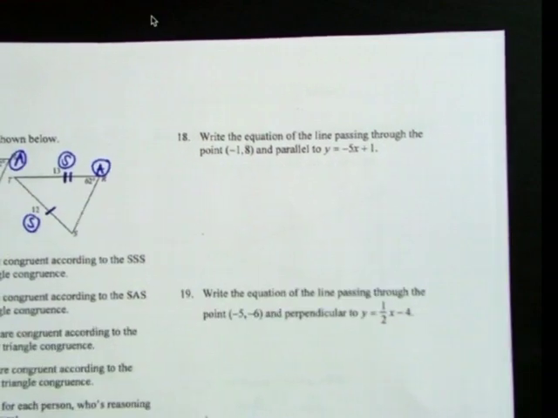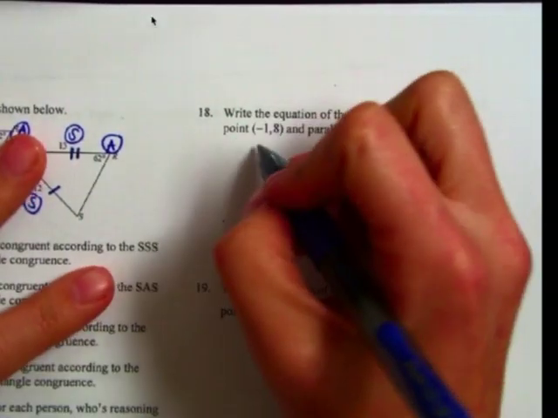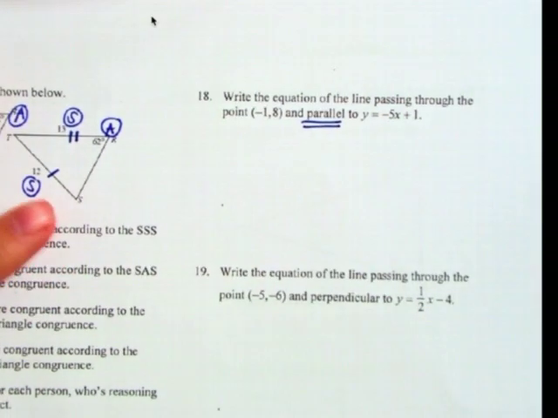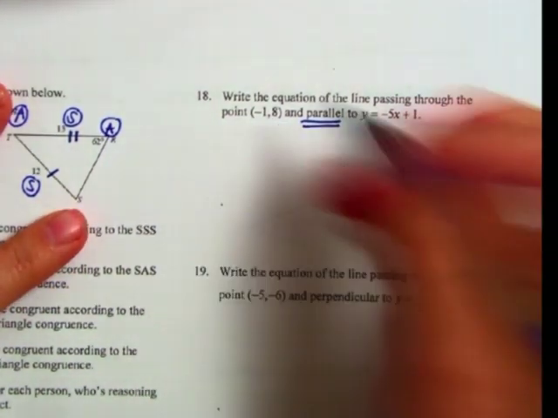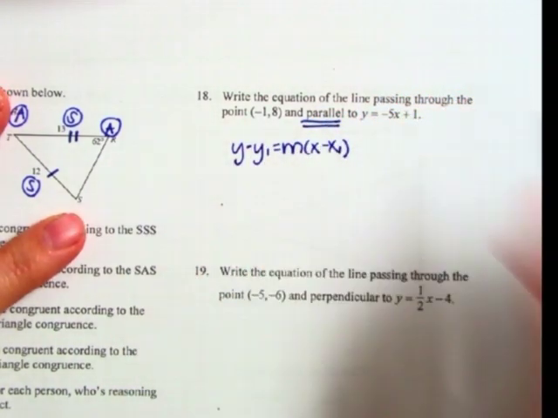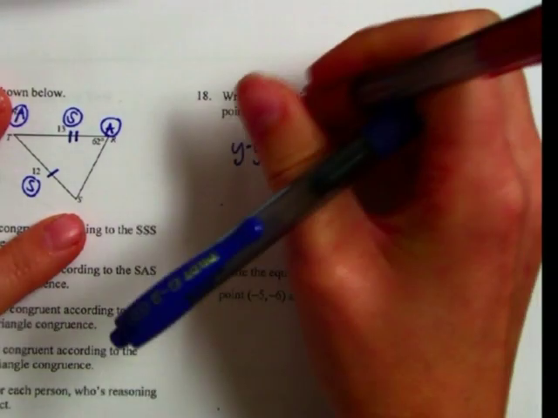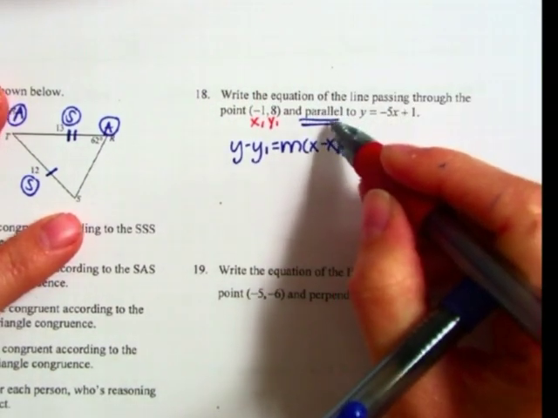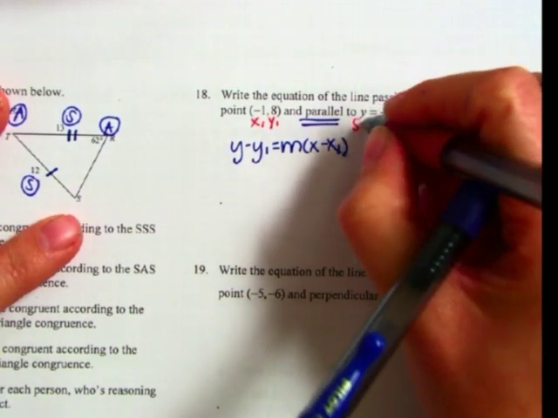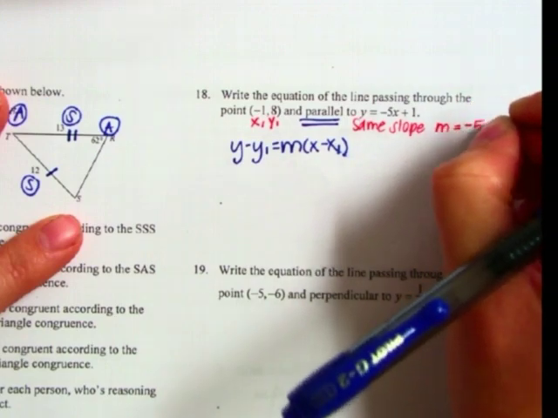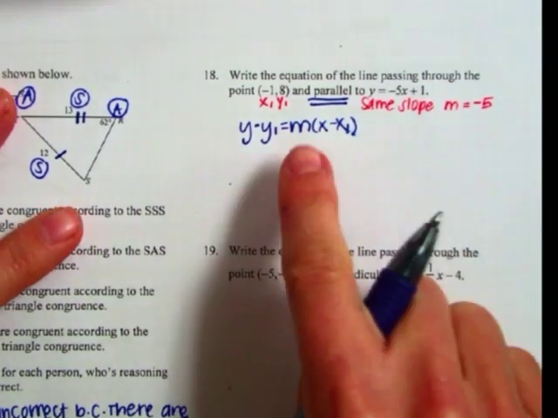Okay, for number 18, we're going to write the equation of the line passing through this point, negative 1, 8, and parallel to the line y equals negative 5x plus 1. So when they're giving us a point and the slope, we know to use our point slope formula, where we will be plugging in x1, y1, and because we're writing the equation of the line parallel, we know parallel lines have the same slope, so we will be using negative 5 for our slope.